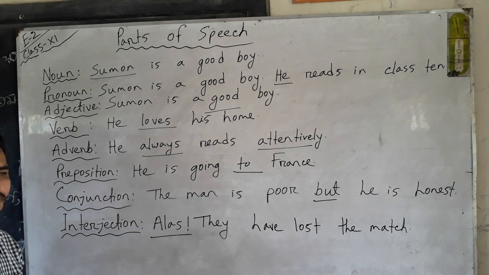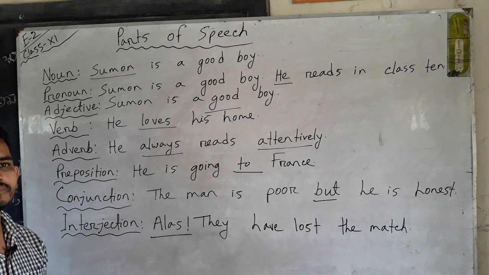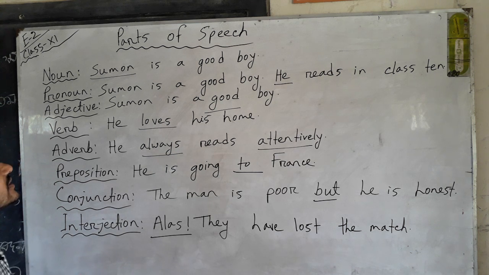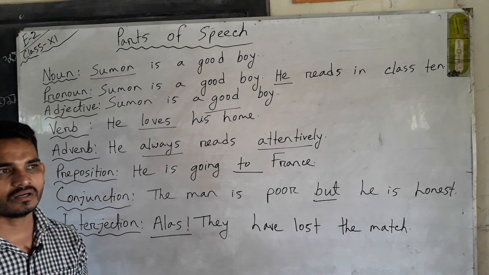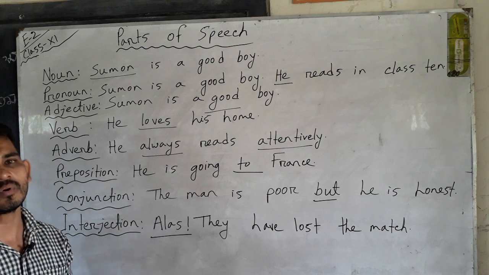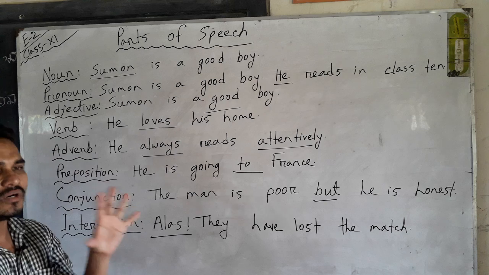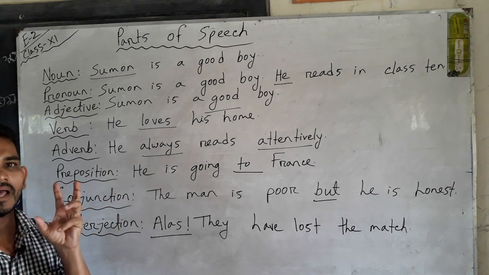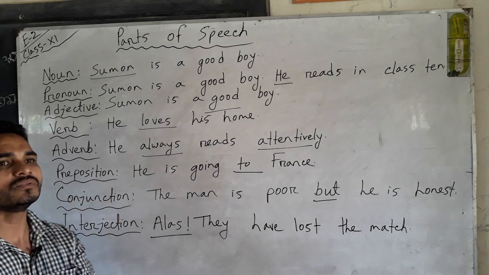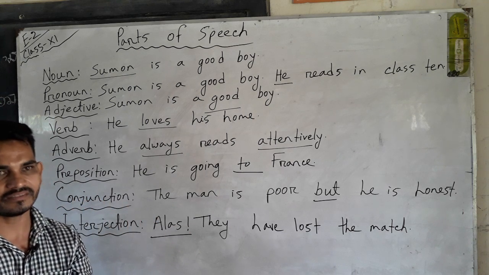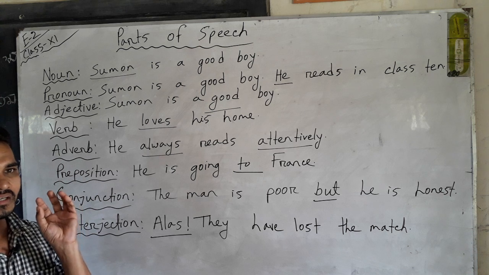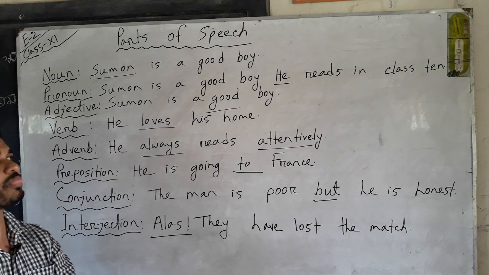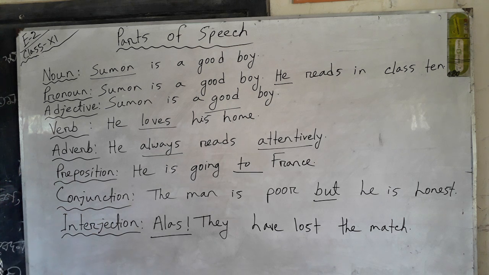Then adjective. What is adjective? In a sentence, an adjective modifies or describes nouns or pronouns. Okay, that means an adjective tells about nouns or pronouns in sentences. That means it modifies nouns and pronouns. Okay, and here I gave an example.